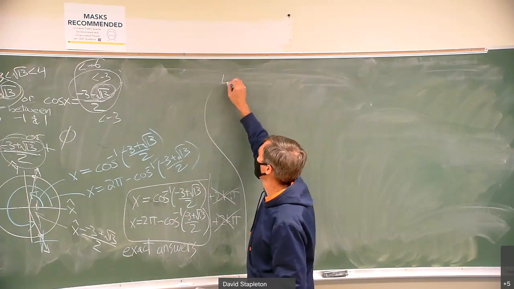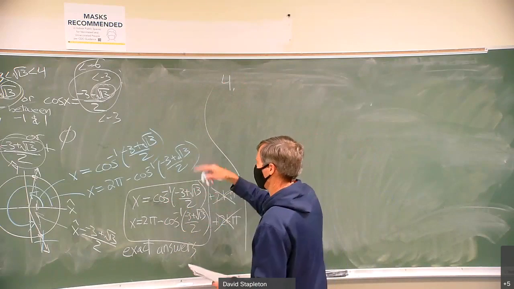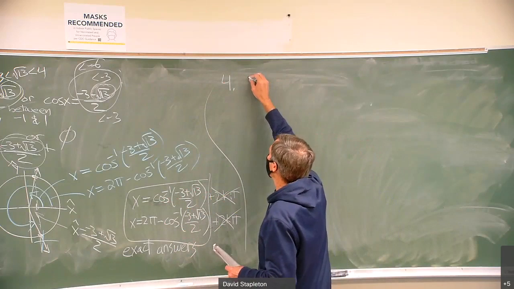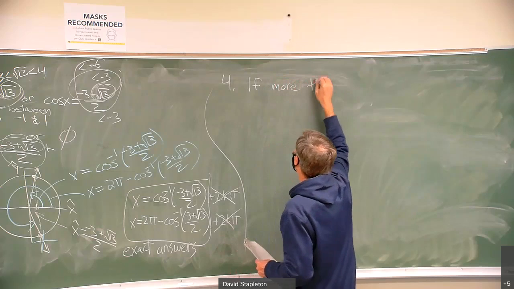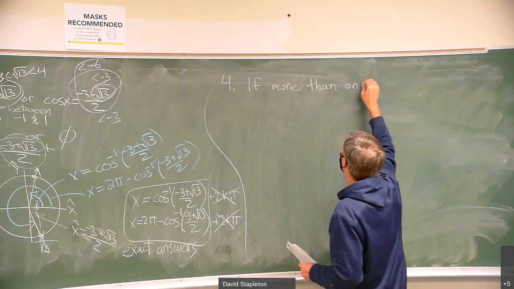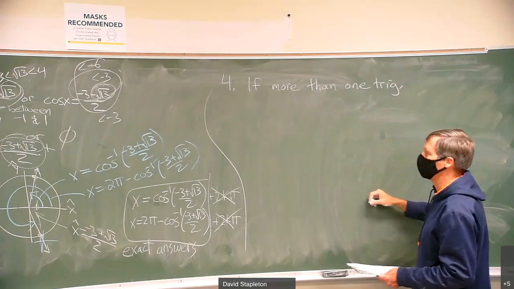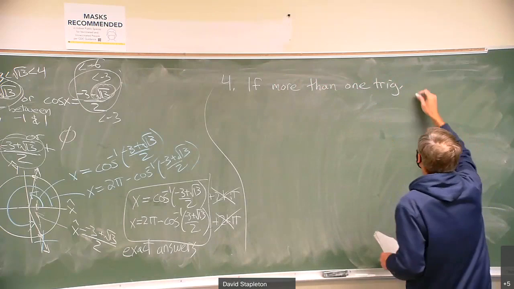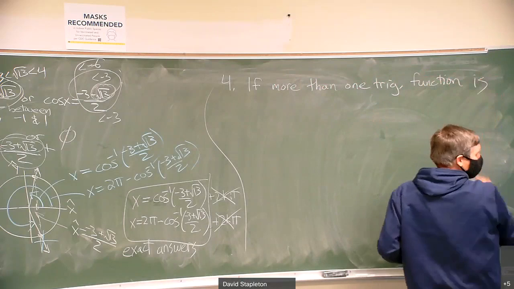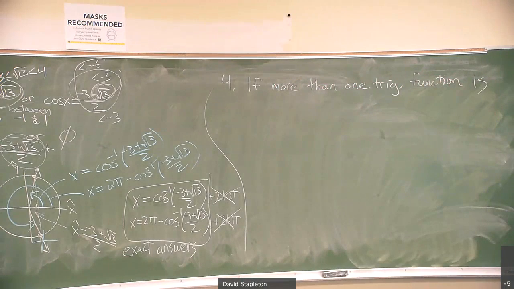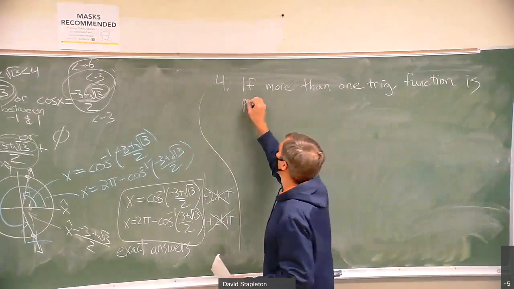Now the last step, step 4, and this will finish the whole chapter, and then you'll be experts at this stuff. Well, this is as hard as it gets, really. If more than one trig function is present. Sometimes that happens. So far, we've just been dealing with just cosine or just tangent, just one trig function at a time. Here's what you do.